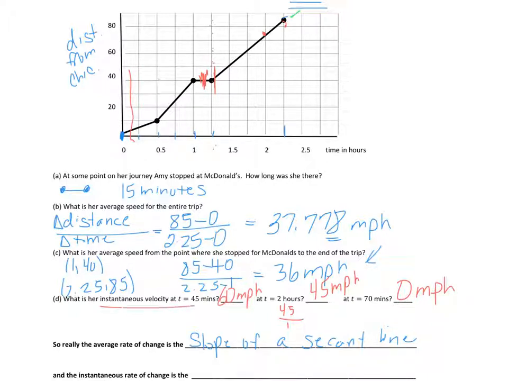So notice the instantaneous velocity, when I have a distance versus time graph, is really the slope of the tangent line at that point. This last one really shows it the best. Right here, what is the slope of the line that I'm on? It is, of course, 0. So the instantaneous rate of change is the slope of a tangent line.